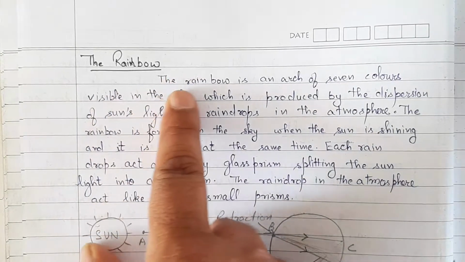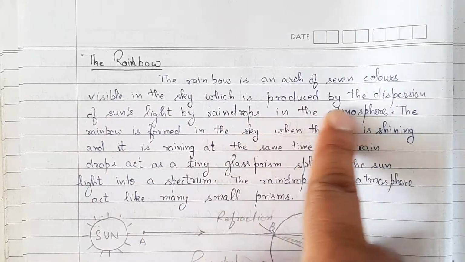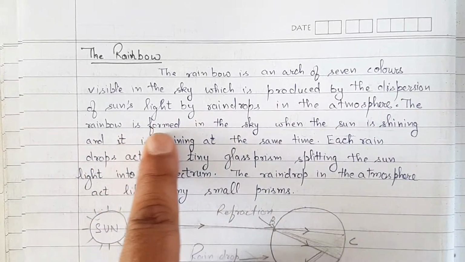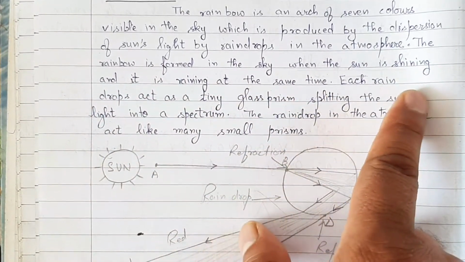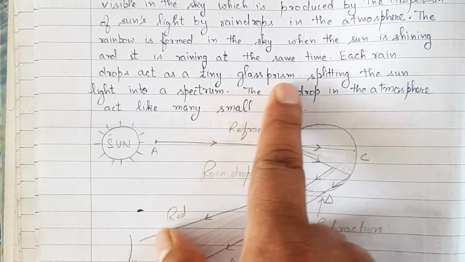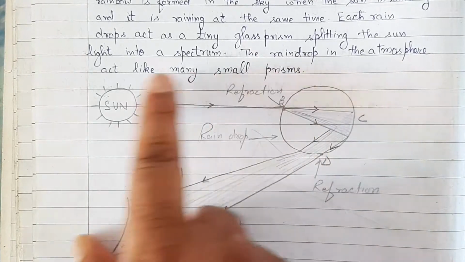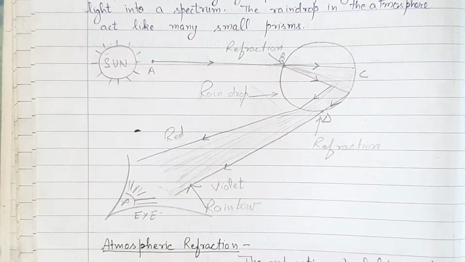The rainbow. The rainbow is an arch of 7 colors visible in the sky which is produced by the dispersion of sunlight by raindrops in the atmosphere. The rainbow is formed in the sky when the sun is shining and it is raining at the same time. Each raindrop acts as a tiny glass prism, splitting the sunlight into a spectrum. The raindrops in the atmosphere act like many small prisms, as shown in the figure.